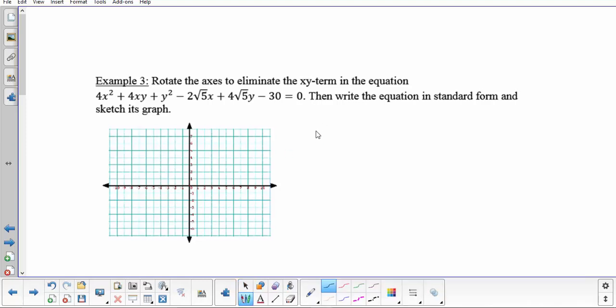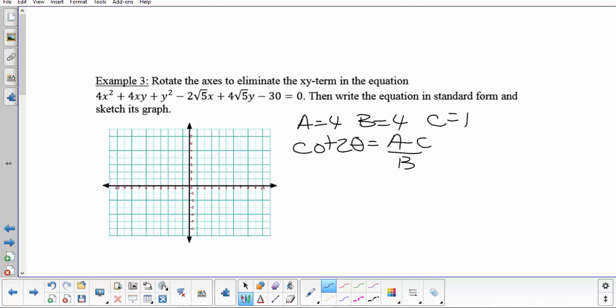We start with our formula to find the angle of rotation. So in this case, A is 4, B is 4, and C is 1. So when we use our cotangent 2 theta equals A minus C over B, we have cotangent 2 theta equals 4 minus 1 over 4, which gives us 3/4.